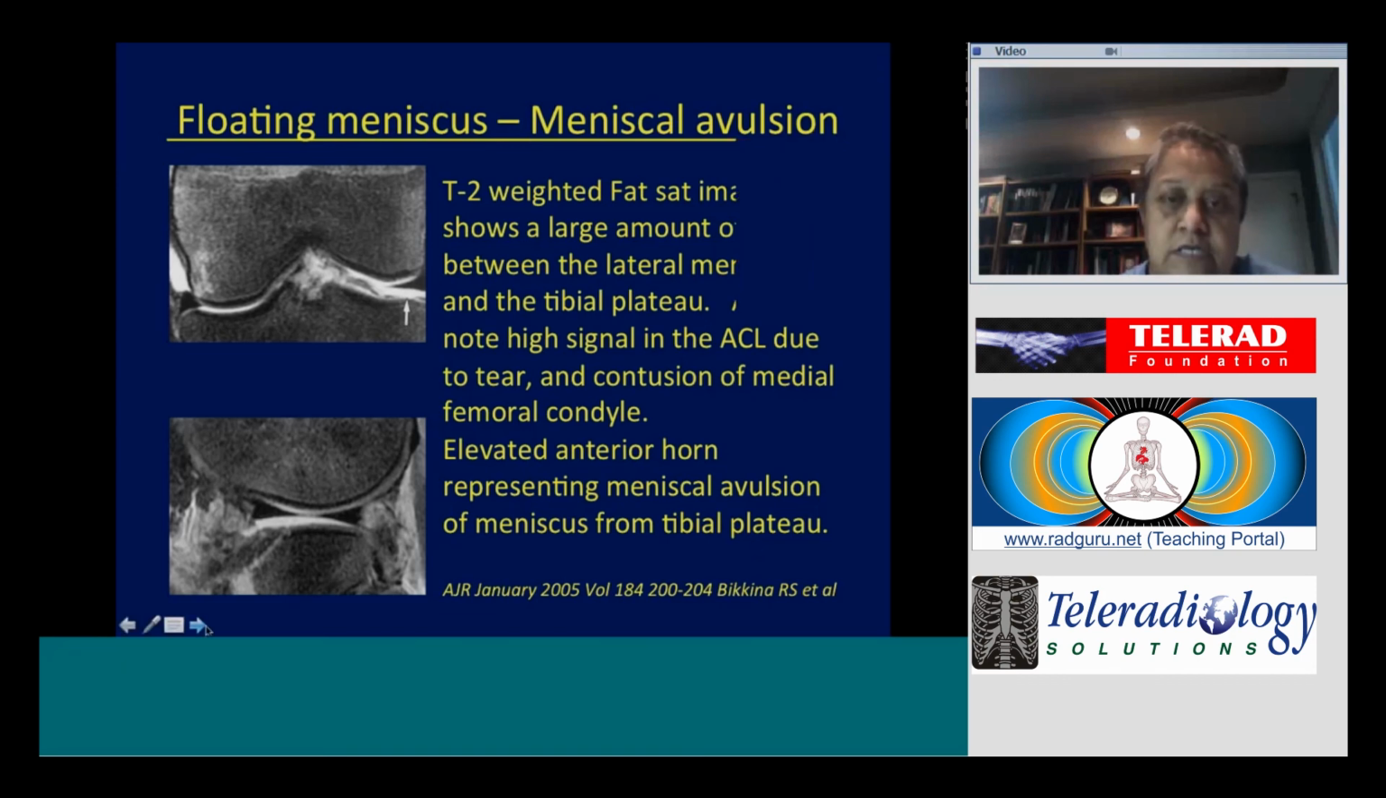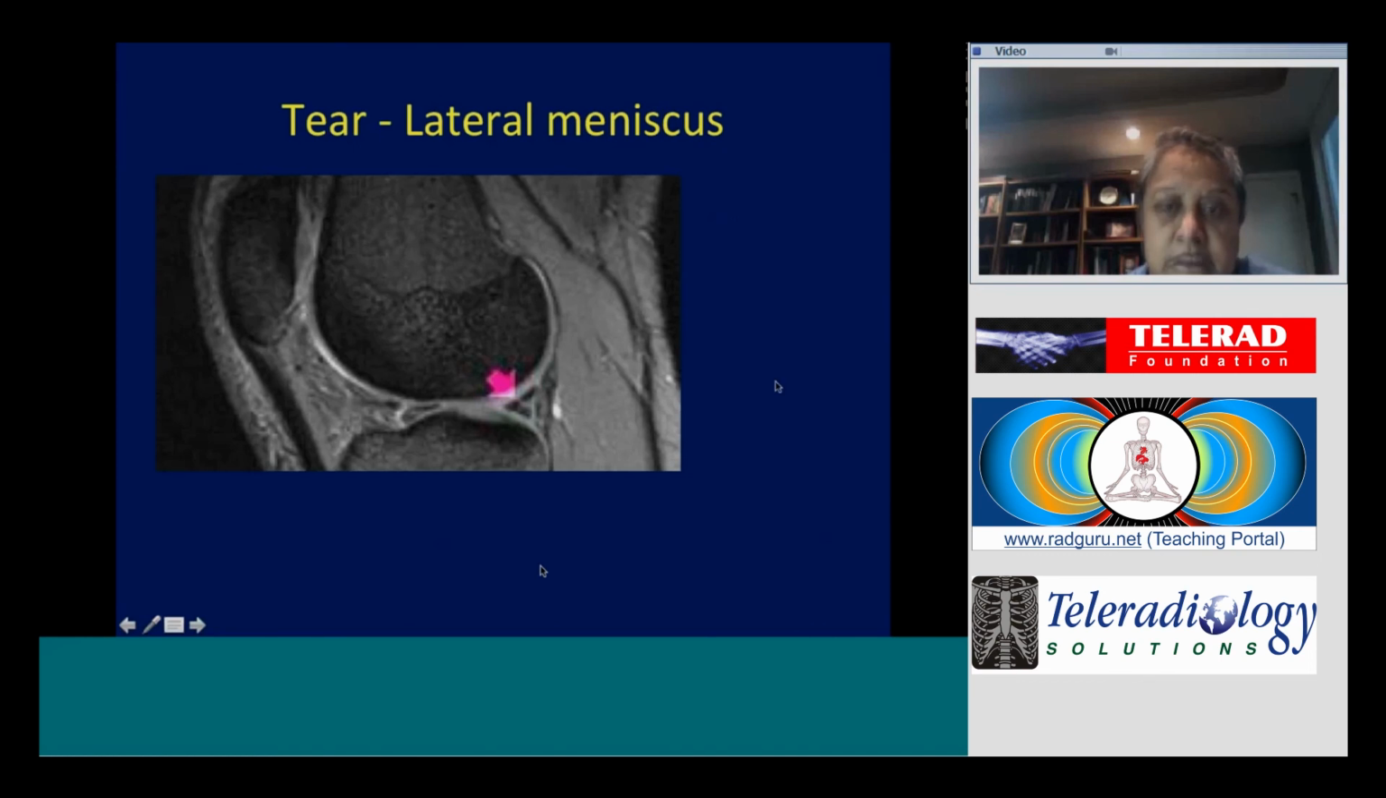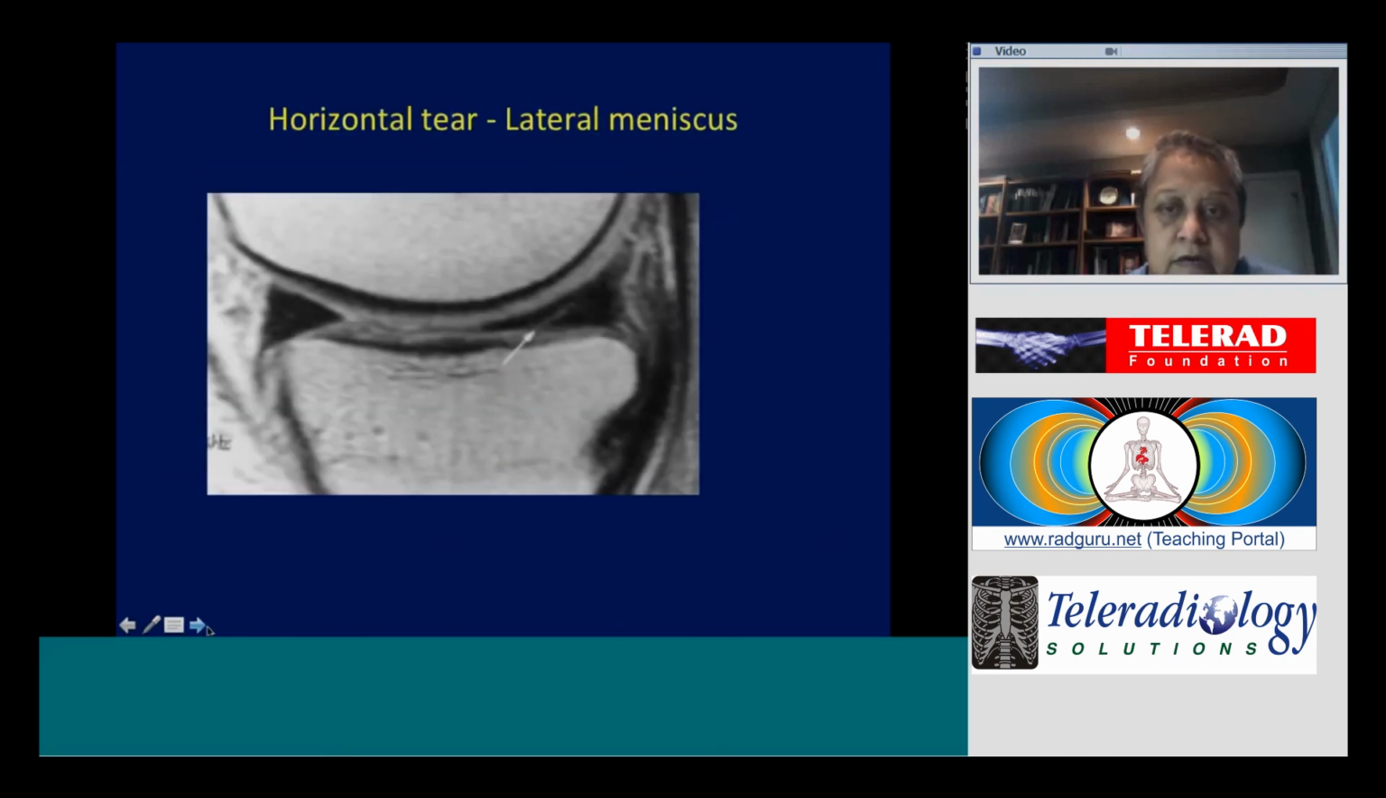Now here is another tear of the lateral meniscus. In this case, you can see that it is horizontally oriented. Here is another example of a horizontal tear. It extends to the inferior surface, but it's nice and linear.